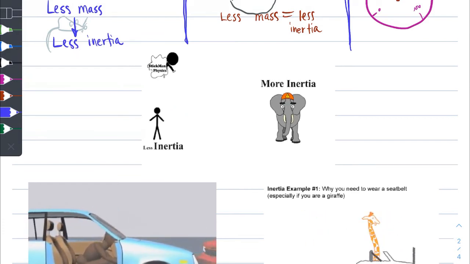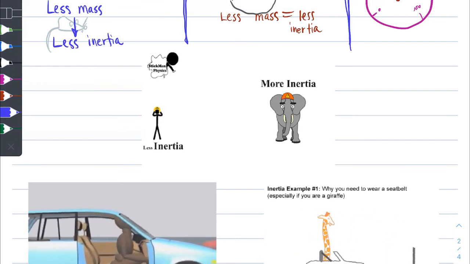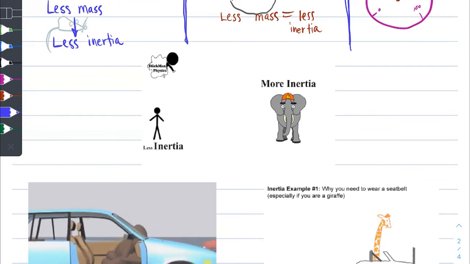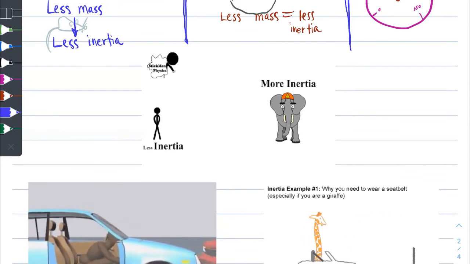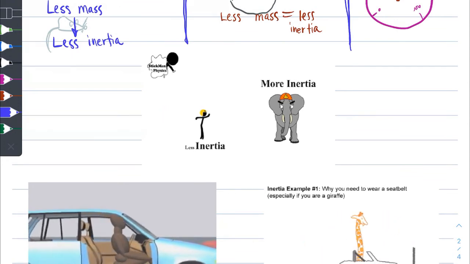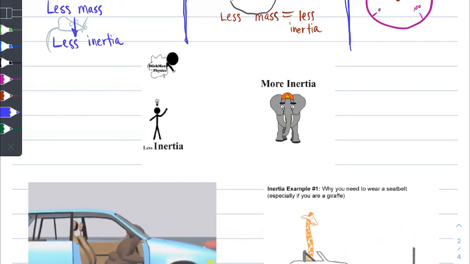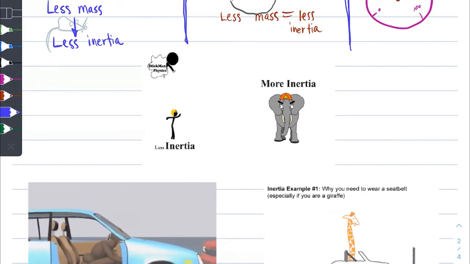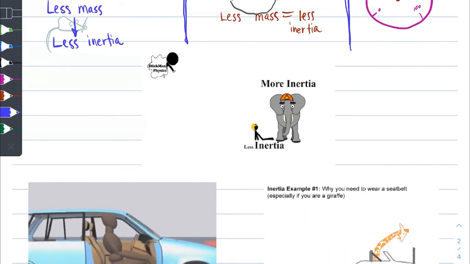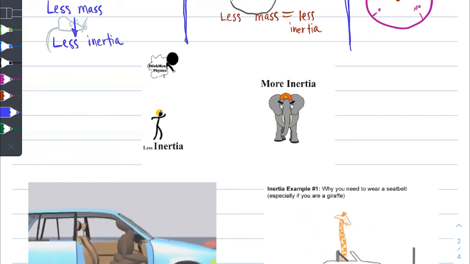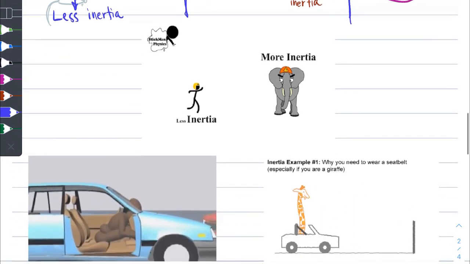Now you can see it a little less dramatically with the giraffe's neck. The giraffe's neck continues moving forward because it was in motion, and nothing stopped it, so the giraffe's neck remains in motion. Remember, Newton's first law of motion is the law of inertia. An object in motion will remain in motion, like the person or the giraffe's neck, unless it's acted upon by an outside force. The dashboard was the outside force that stopped the person's motion. Not very comfortable. Wear your seatbelt.